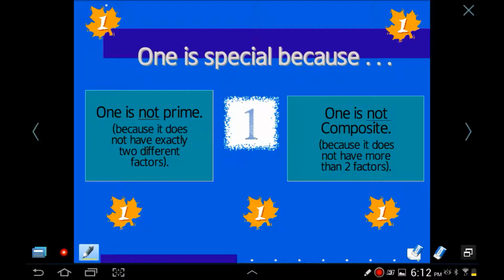Now, one thing that you may or may not know is that the number 1 is kind of special. It doesn't fit in either category. It's not prime, and it's not composite. It's neither of those two.